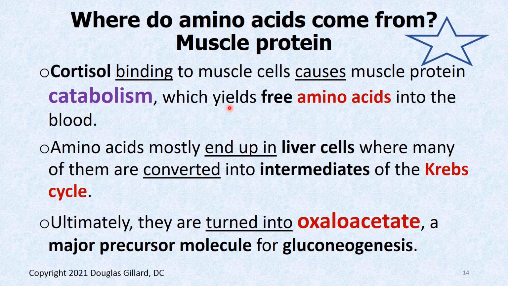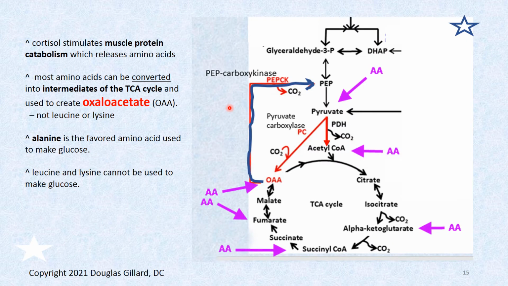Right? The amino acids get into the bloodstream, they float around, and they end up in the liver where most of this process of gluconeogenesis occurs. And many of them are converted into intermediates of the Krebs cycle or acetyl-CoA, and they're ultimately converted into oxaloacetate, which is the major precursor for gluconeogenesis. Right there, that doesn't look as scary, right? Looking at all the amino acids, we just went over that, so I'm not going to go over that again.